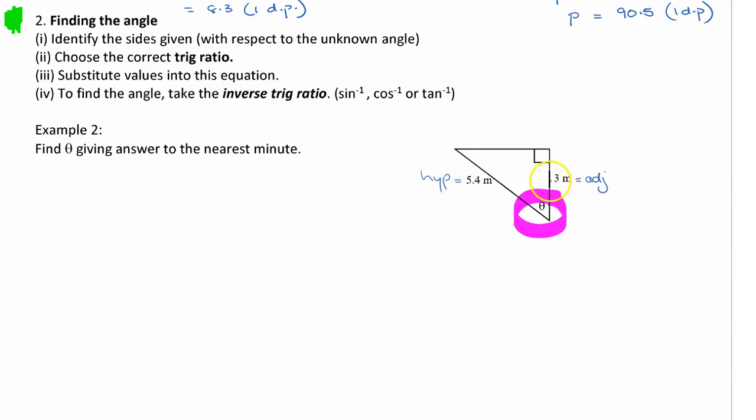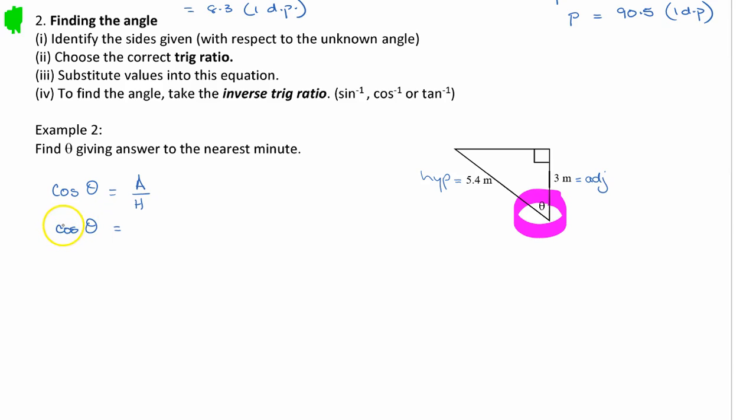Once we've identified the two sides that are involved, we choose the correct trig ratio. We know that adjacent and hypotenuse is the cosine, or cos of theta is adjacent on hypotenuse. Step 1 and 2 have been the same so far. Step 3 is also the same. Substitute the values into this equation. We did that previously. So we have to stay with cos theta. We don't know that number. We don't know the angle size. We don't know what to put on our calculator to come up with a number in that spot.